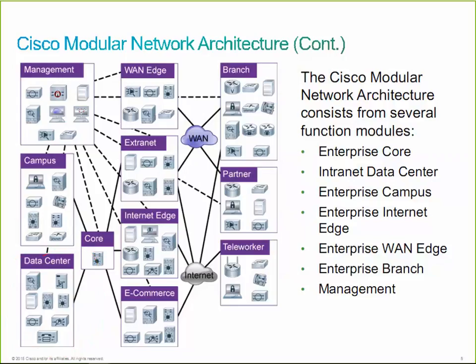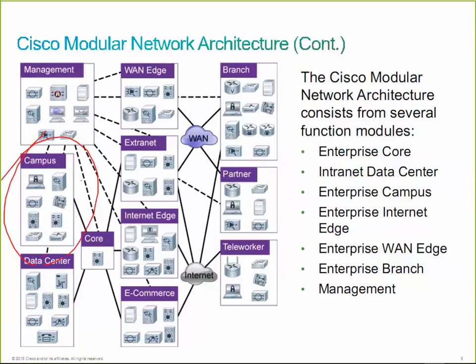Then we have our enterprise campus, this box right here. The enterprise campus provides network access to our users and devices. It could span, say, several floors. It could span several buildings. It just depends on how everything is physically connected.